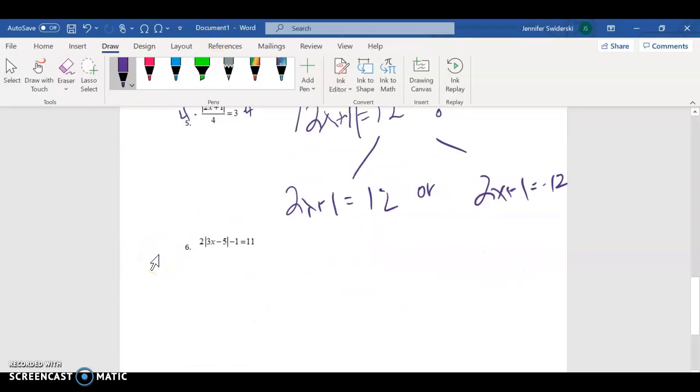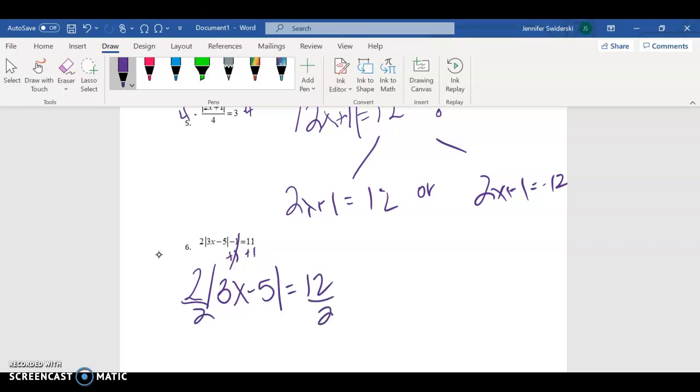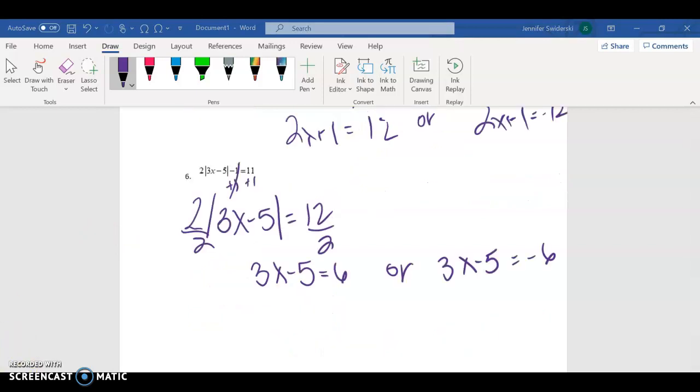Number 6, I'm going to hop in. We got to isolate the absolute value bracket. So I'm going to add 1 both sides. I'm left with 2 times the absolute value of 3x minus 5 is equal to 12. Divide both sides by 2. I get 3x minus 5 equals 6, or 3x minus 5 equals negative 6. So when I go in and solve these, I'm going to have you finish these.